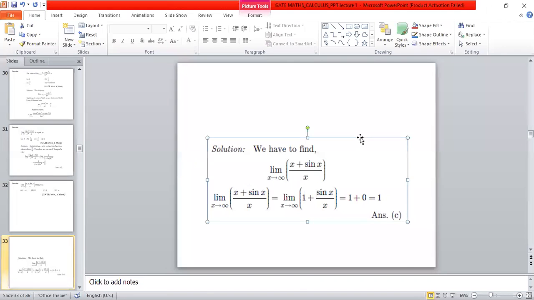So how is it? It is the limit as x tends to infinity of x plus sine x upon x. Substituting x as infinity, we get infinity by infinity form. So again we have to take the derivative, or simply we can divide by x: 1 plus sine x upon x. The limit of 1 is 1, and sine x upon x, as x tends to 0, is 1, but as x tends to infinity it is 0. So 1 plus 0 is 1. Good.